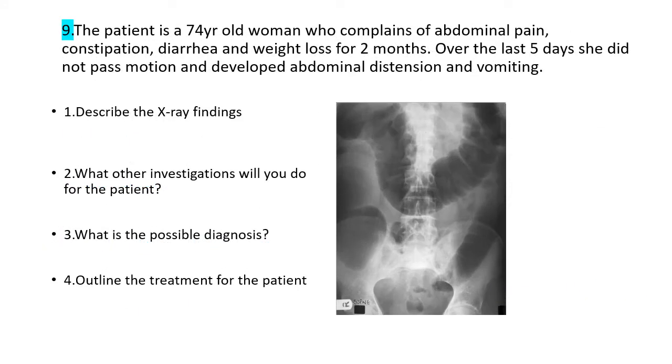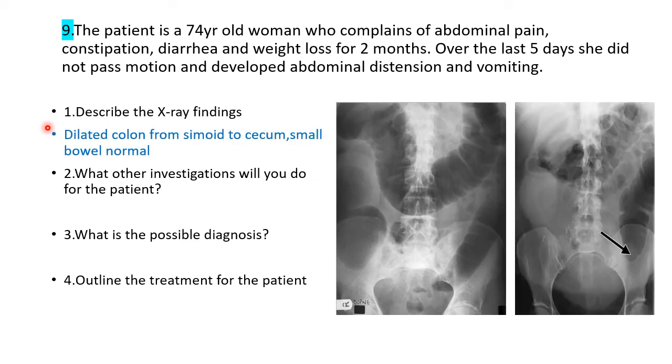Okay, question number 9. The patient is a 74-year-old woman who complains of abdominal pain, constipation, diarrhea, and weight loss for 2 months. Over the last 5 days, she did not pass motion and she developed abdominal distension and vomiting. Describe the X-ray findings in this patient. Okay, it shows a dilated colon from the sigmoid to the cecum, the ascending colon, right until the cecum.